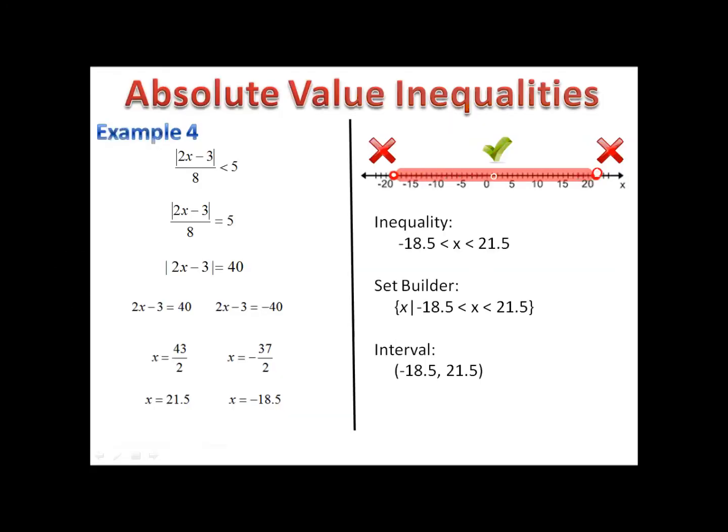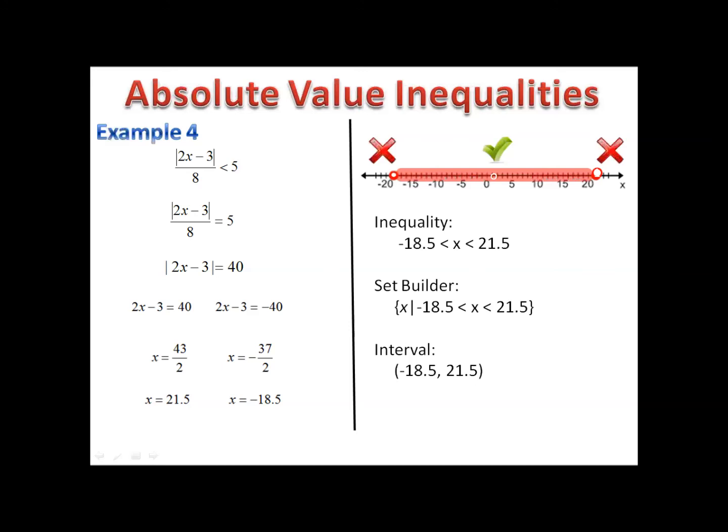Let's see how you did. We have the absolute value of 2x minus 3 all over 8 is less than 5. First thing we did was change that to an equation, and now we still have the absolute value of 2x minus 3 all over 8. We need the absolute value to be alone, so we multiply both sides by 8, giving us the absolute value of 2x minus 3 equals 40.